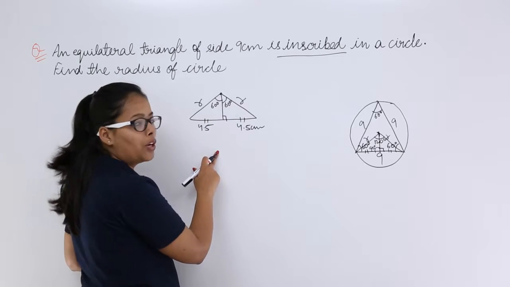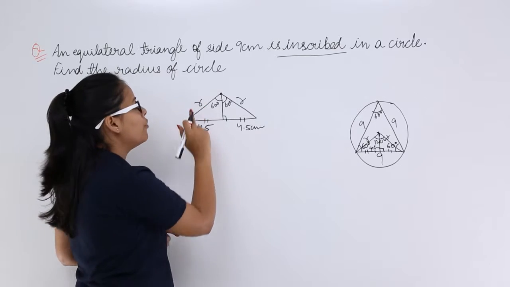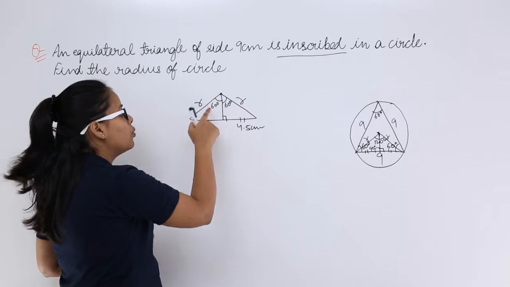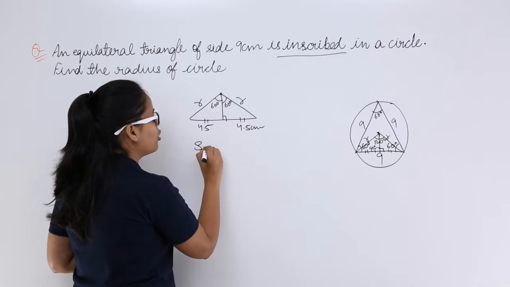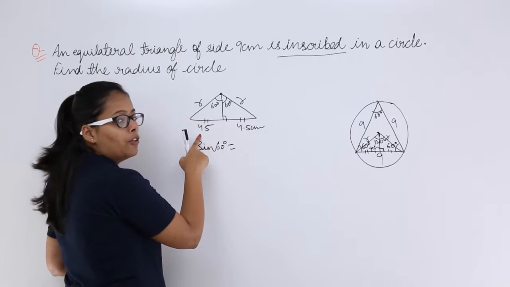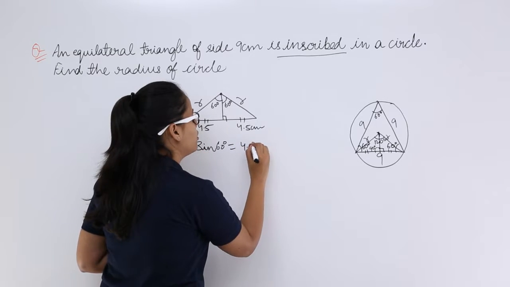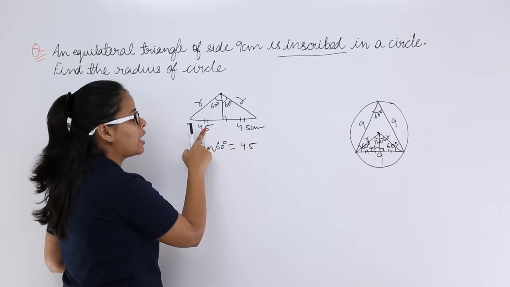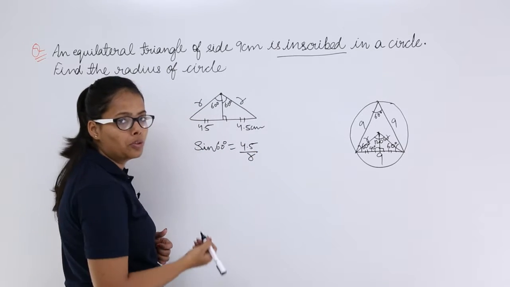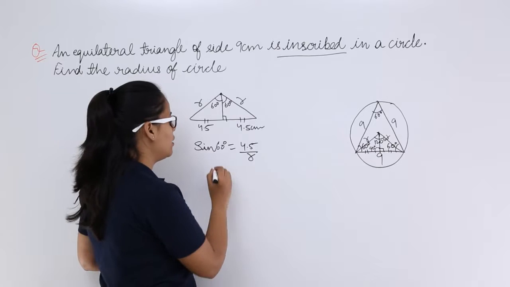Now after this, what you have to do here: you know the value of R, you know the value of this base, and you know this angle. So let's take the sine of this angle. Sine 60 will give you 4.5, the side in front of the angle, divided by the hypotenuse, the length of the hypotenuse, which is R here.